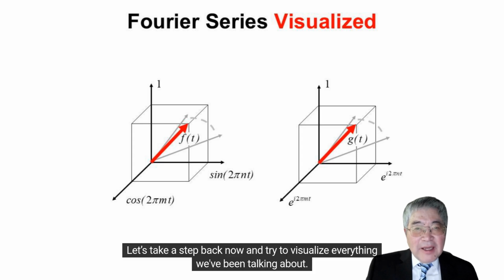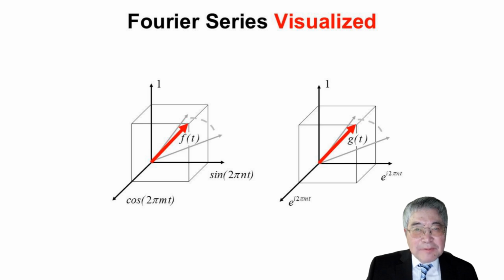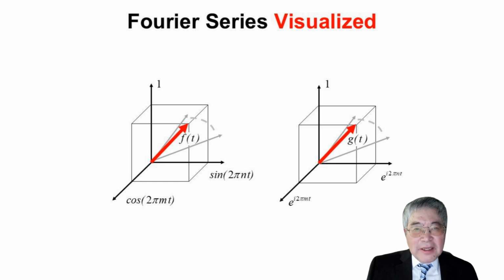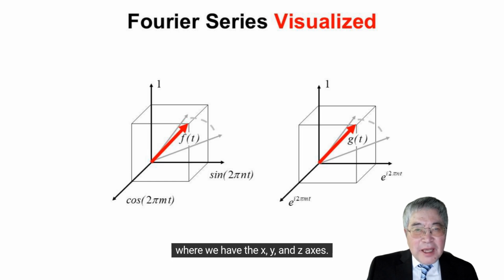Let's take a step back now and try to visualize everything we've been talking about. When we say we're representing a function using a Fourier series, what does that mean? Well, it means we're placing that function inside a kind of infinite dimensional space. Each dimension in this space corresponds to a different basis function, just like in three-dimensional space where we have the x, y, and z axes.